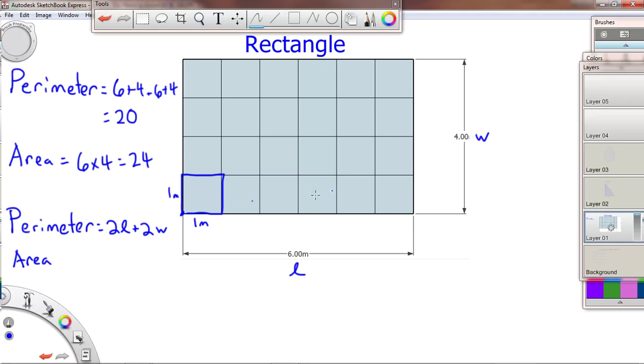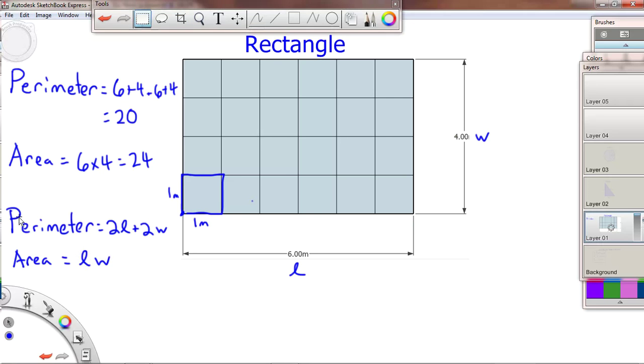The area of a rectangle, okay, the area of a rectangle. What did I have to do to find this area? How many squares I could fit inside? Well, all I did was I multiplied the length times the width. And that's true for all rectangles.